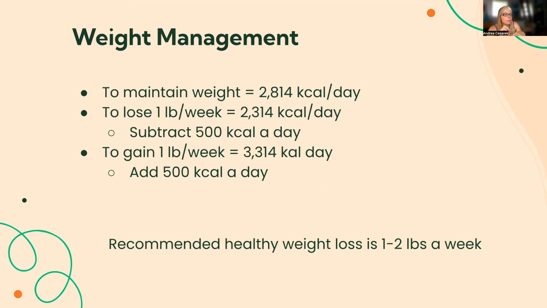So if he wants to lose weight, then we're going to subtract 500 calories a day to get 2,314. And the reason we got this number 500 is because there's approximately 3,500 calories in 1 pound of fat. If we divide that by 7 days a week, we would get 500 calories a day that we would want a deficit of for him to lose 1 pound a week. And a recommended healthy weight loss is about 1 to 2 pounds a week. That's what we're aiming for.